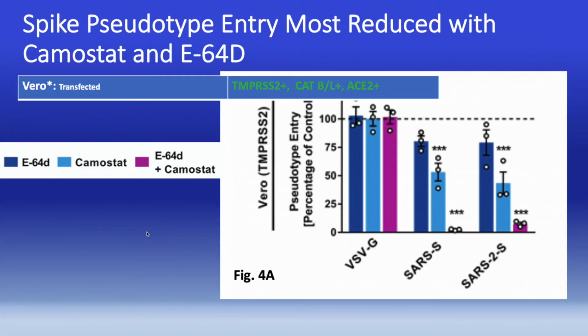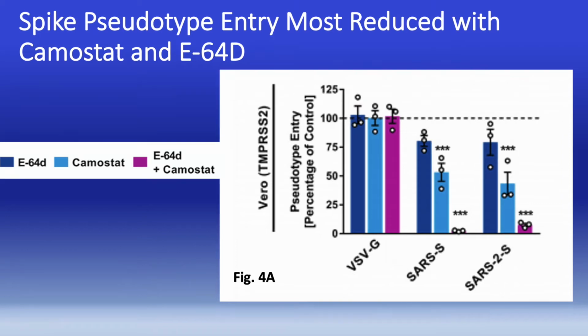In this next experiment, Vero cells were transfected to express both the cysteine and serine protease. Interestingly, what we see is that treatment with just one inhibitor does not really reduce pseudotype entry as dramatically as it did before. On the other hand, you really need both drugs in order to really limit pseudotype entry.